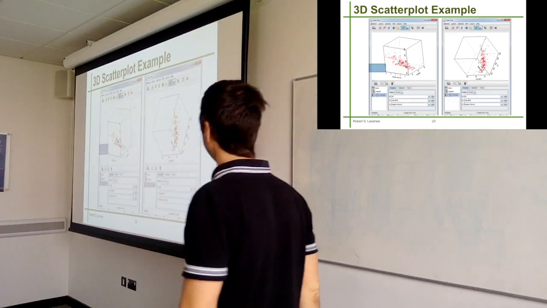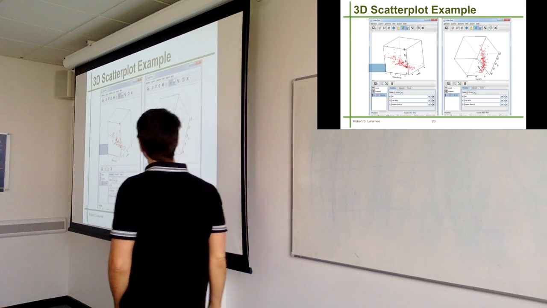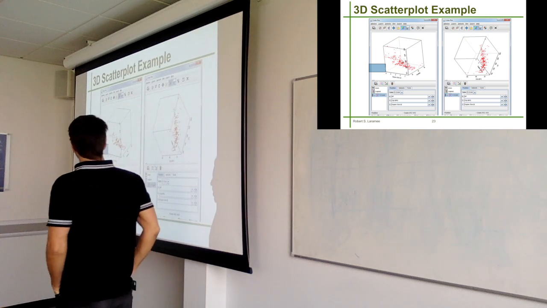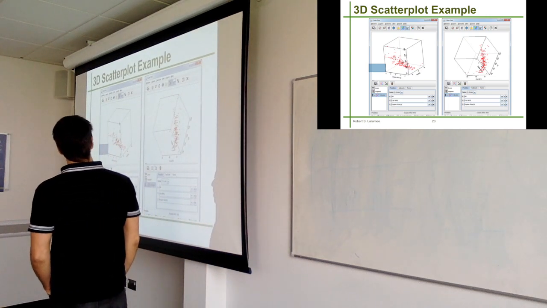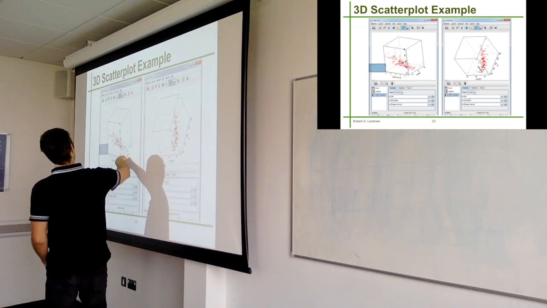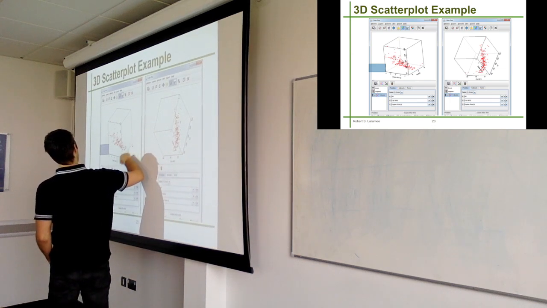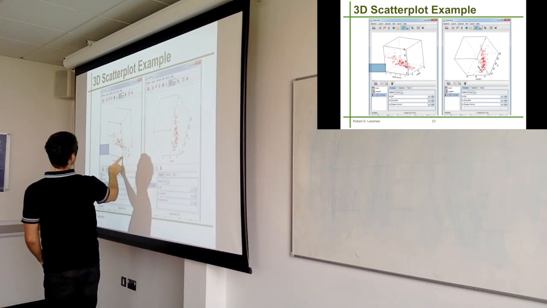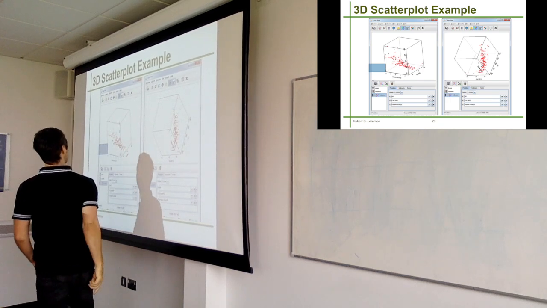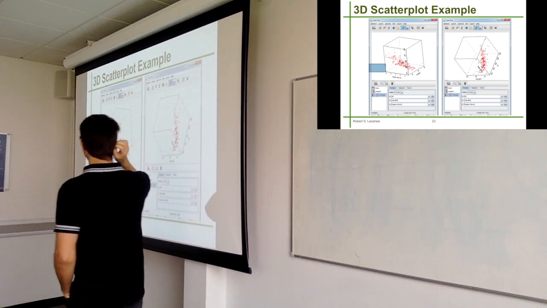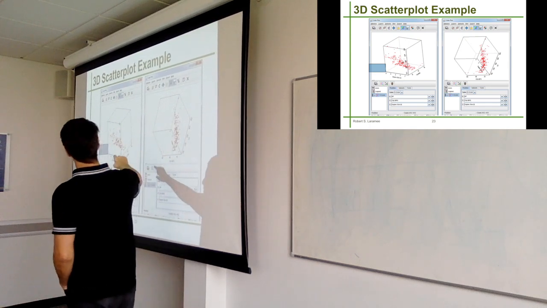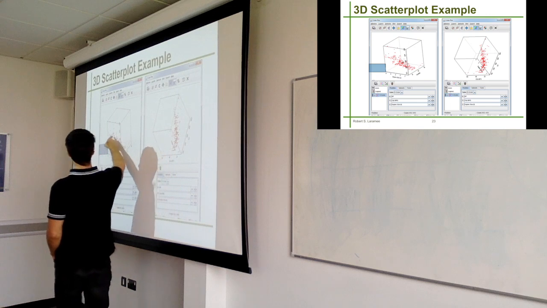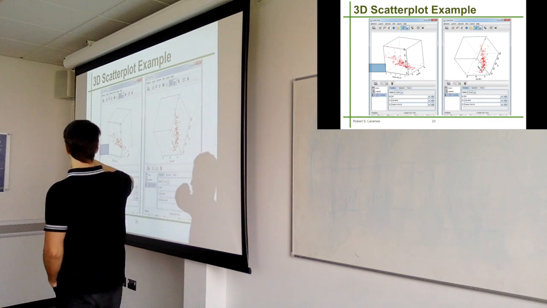Here is a three-dimensional scatter plot example. There's an axis here for city miles per gallon, engine size, and this one is horsepower again. So there are three axes, and these points are in a three-dimensional space. That's why it's called a 3D scatter plot.